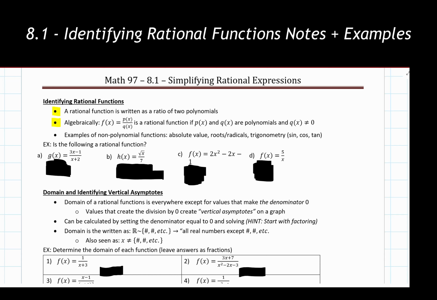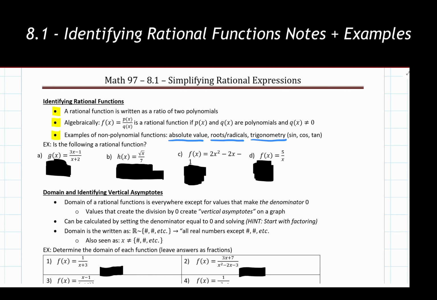Some examples of non-polynomials that can show up are the absolute value sign, roots and radicals, so the square root, cube root, fifth root, things like that, and trigonometric functions, things like sine, cosine, tangent, cotangent, cosecant, and secant as well. If you're unaware of what those are, that's fine. They're not necessary for this section. All we're doing is noting that these are examples of non-polynomial functions. So if our definition says the top is a polynomial function and the bottom is a polynomial function, then cool, we have a rational expression and we can work with this.